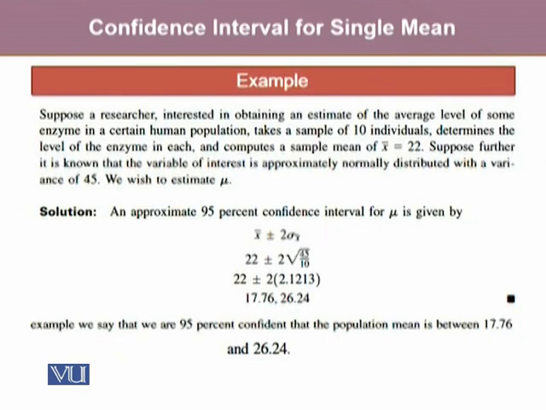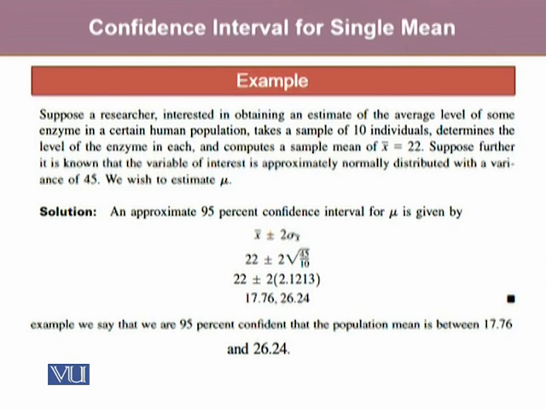Let's take an example. Suppose that a researcher is interested in obtaining an estimate of the average level of some enzymes in a certain human population. He takes a sample of 10 individuals and determines the level of enzymes in each of them. For those 10 individuals, he computes a sample mean, which turns out to be x bar equals 22. Suppose further it is known that the variable of interest is approximately normally distributed with a variance of 45. Now we wish to estimate mu, that is, the population mean.